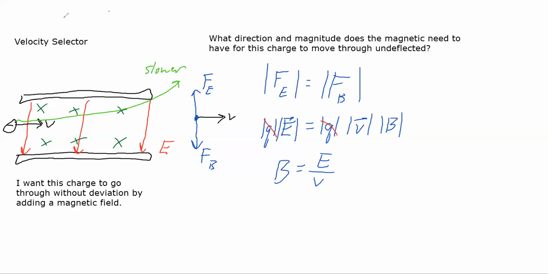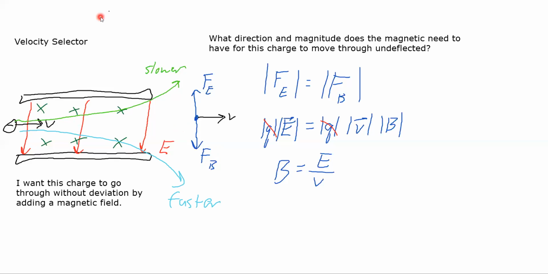If something is going faster than the speed that we've calculated, then that means FB is really strong, right? With higher velocity, you get a stronger magnetic force. And if you get a stronger magnetic force, the trajectory is going to look a little different. It's going to go like this. That's for something going faster. Only the objects that have the right amount of speed will continue in that undeflected direction.